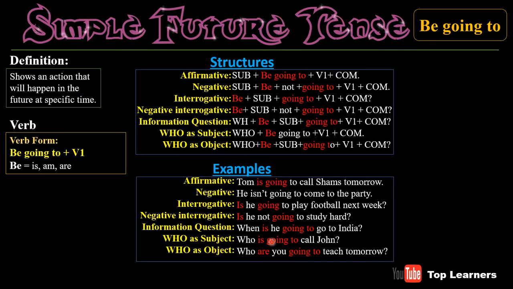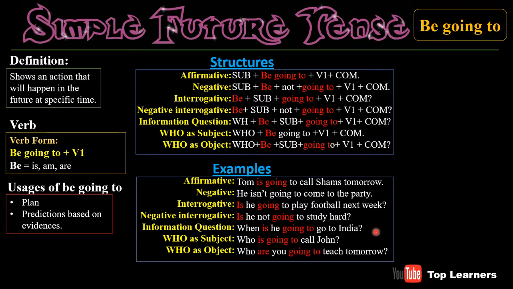If you want to know about the receiver, you can use this: who, then a to be verb. So why did we use are? It's all because of this subject. The subject is you, and we use are for you. Who are you going to teach tomorrow?